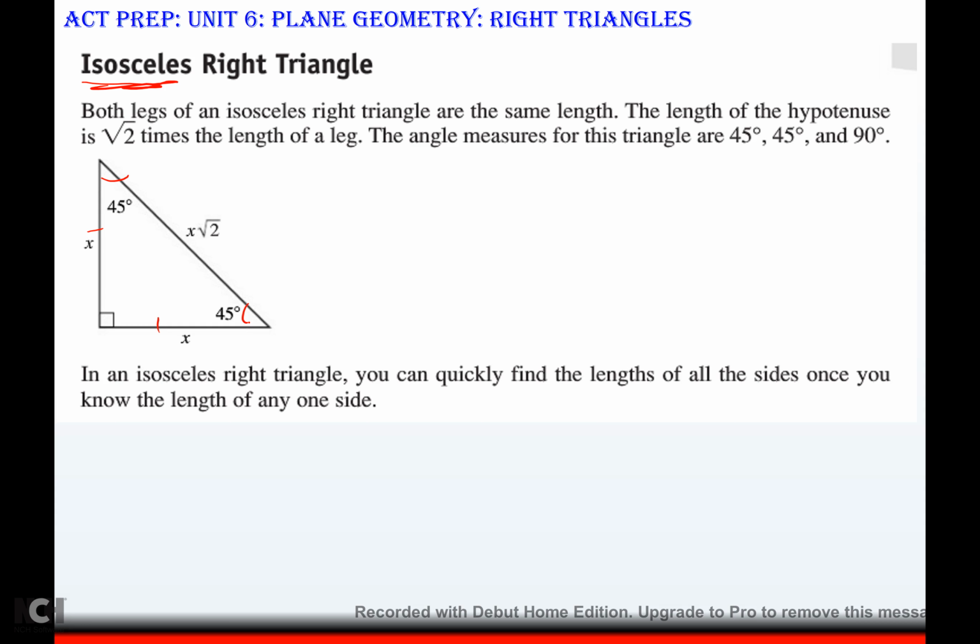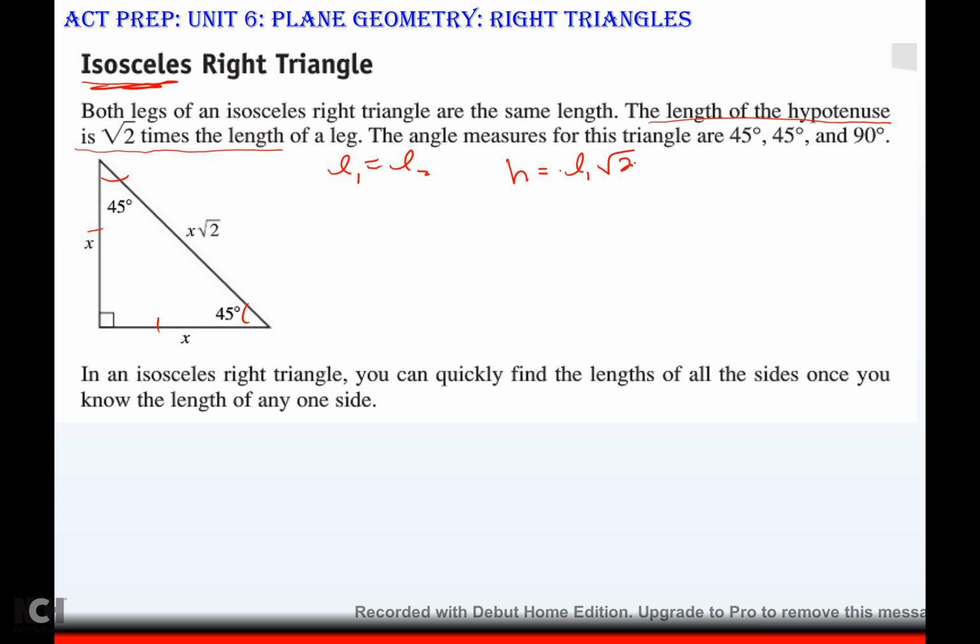And the interesting thing is the relationship between the legs. First of all, the legs have to be the same. So if you know one leg, you know the other leg. Leg 1 and leg 2 have to be the same. And then the length of the hypotenuse is the square root of 2 times the length of a leg. So if I'm trying to find the hypotenuse, I just take the length of one of my legs, it doesn't matter which one, and multiply it by the square root of 2.